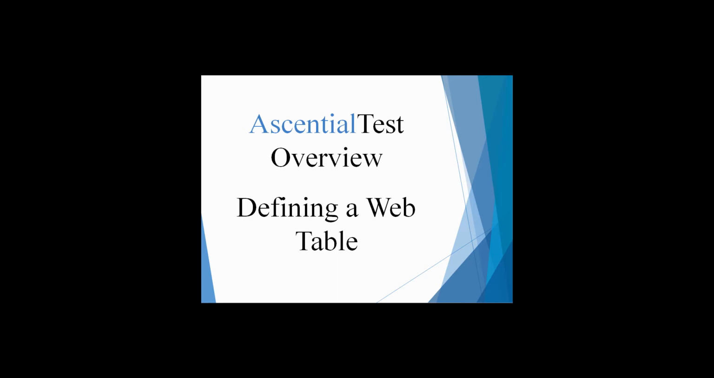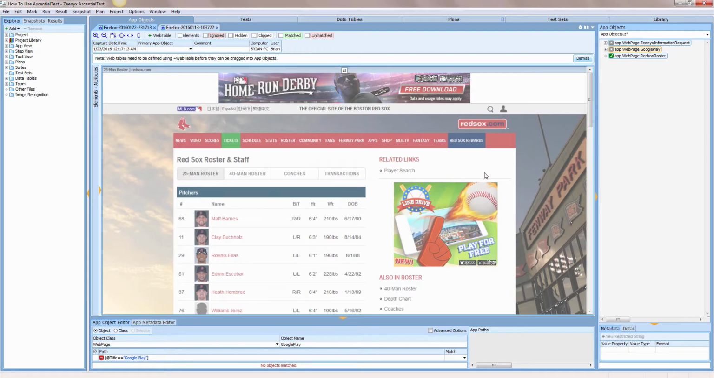In this short video, I'm going to show you how to define a web table in AscentialTest. In most environments, AscentialTest defines tables via drag and drop, but because of the lack of a table standard on the web, along with the variation that exists, AscentialTest needs a little help from the user in order to define the structure of web tables. The interactive table definition wizard makes it an easy task for most target applications.